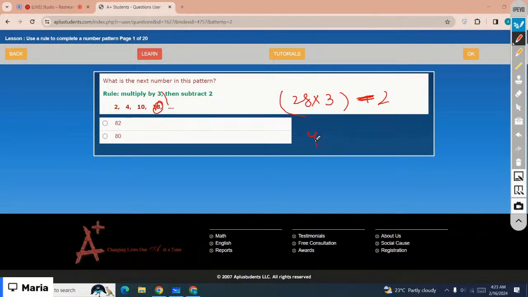So 3 times 8 is 24. 2 carry, 3 times 2 is 6. 84, and 84 minus 2 is, very good, that is 82. So the correct option is 82. The correct option is 82.